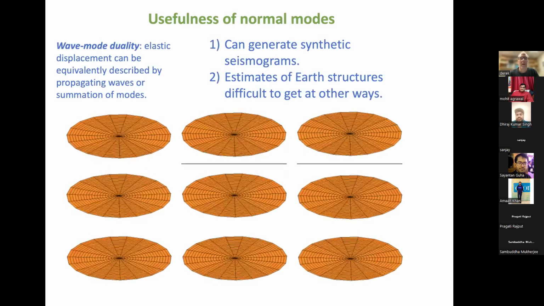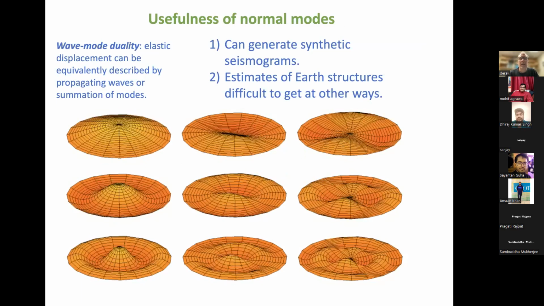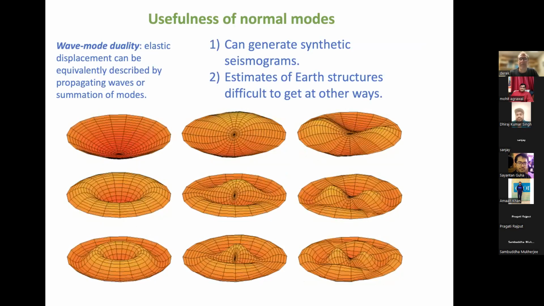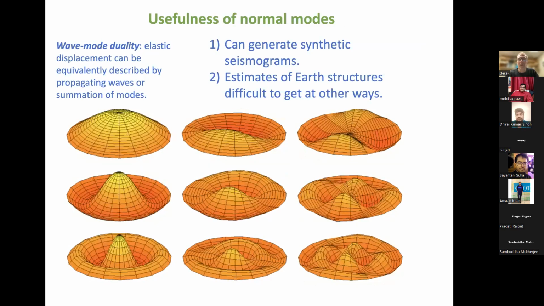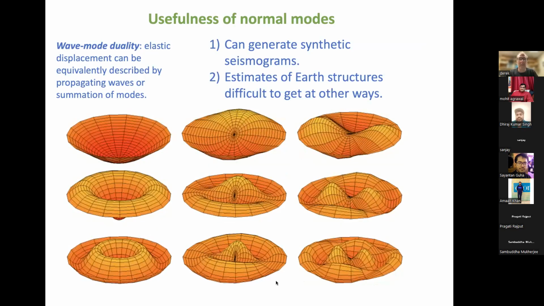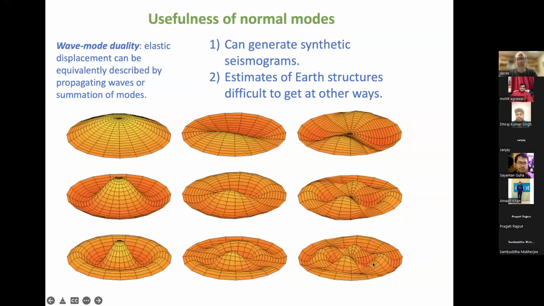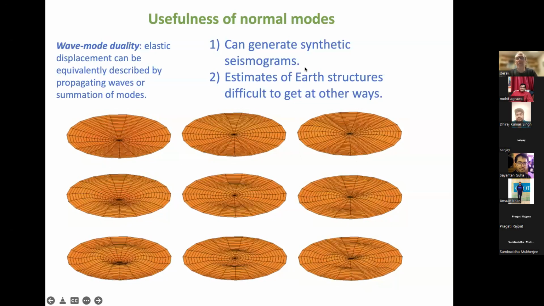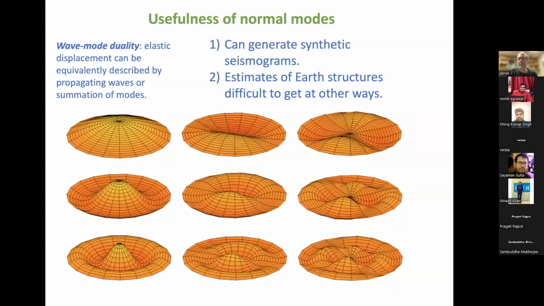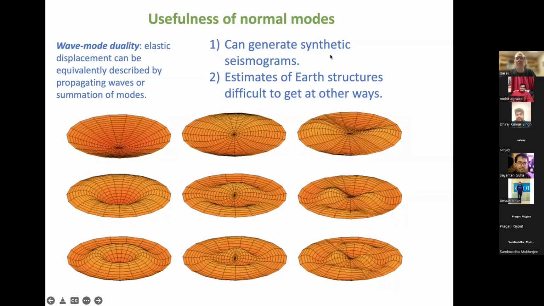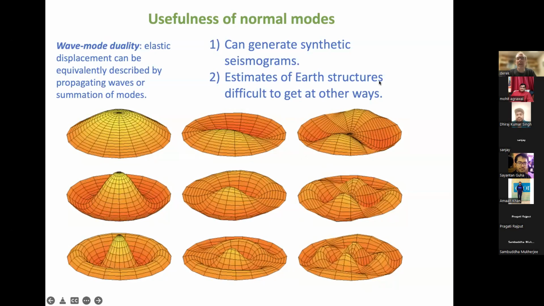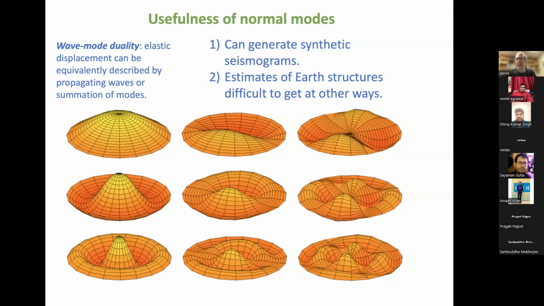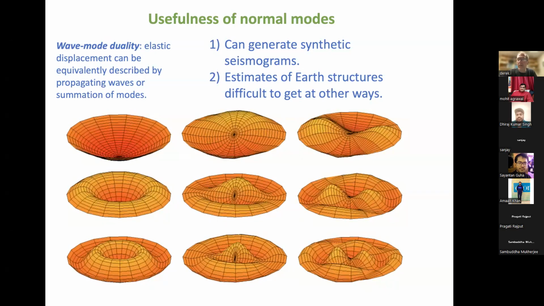So normal modes basically use the second part of wave-mode duality. Elastic displacement can be equivalently described by propagating waves or a summation of modes. Here I've shown the different vibrational modes, for instance, on a drum. Normal modes can be used to generate synthetic seismograms, especially long period seismograms, and they are often used for that. And we can use them to get estimates of Earth structure difficult to get at in other ways, for instance, the density of the outer core.